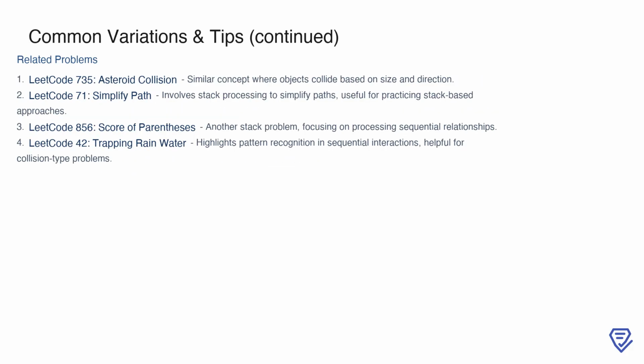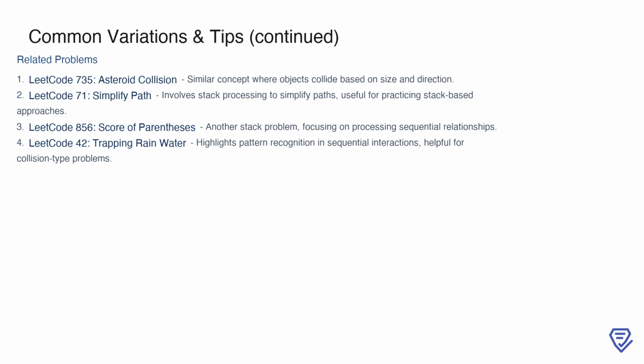There are also related problems that can help strengthen your understanding of collision-based scenarios. For example, LeetCode 735, Asteroid Collision, involves a similar concept where objects interact based on size and direction. LeetCode 71, Simplify Path, is another useful problem that focuses on stack processing, which can help you practice stack-based approaches. LeetCode 856, Score of Parentheses, is yet another stack-related problem that emphasizes processing sequential relationships.